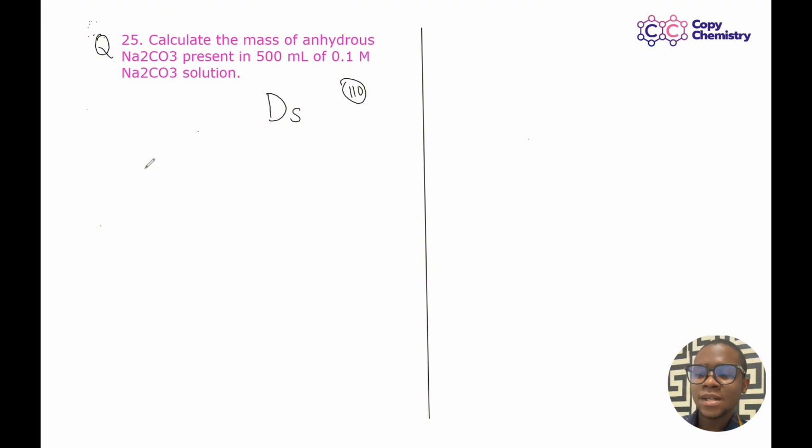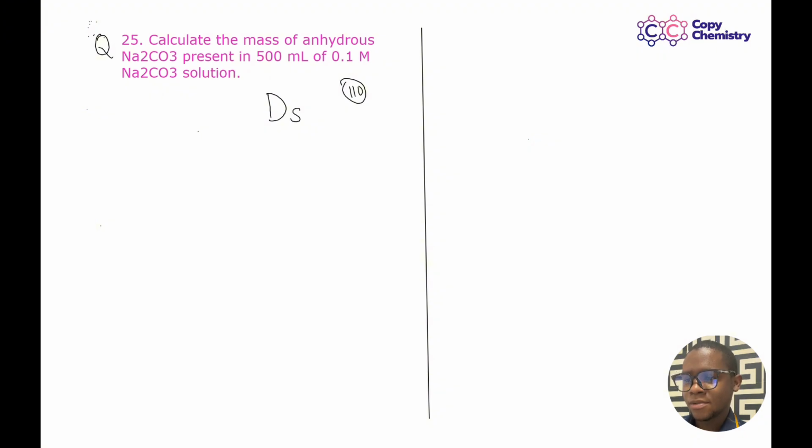Alright, so present in 500 ml of 0.1 molar Na2CO3 solution. By the way, anhydrous there, just to clarify, means dry, okay? When you say something is anhydrous, it means it's dry. And if something is hydrated, it means there is some water of crystallization in it. So that's the difference. And once again, we have Na2CO3, which is our interesting solute there that made the solution.